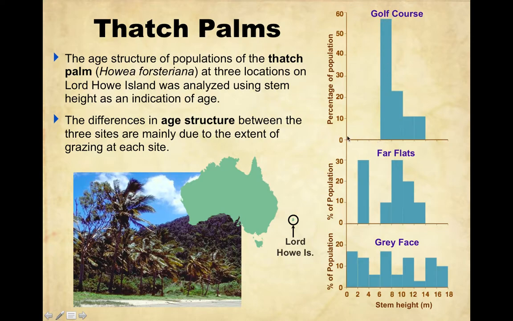Now, if you look at a golf course, why do you think there's not that many young? What do you think is happening? Think of what people want in a golf course. You guessed it, they don't want a bunch of palms sticking out. So in the golf course, they take out the juveniles, okay?